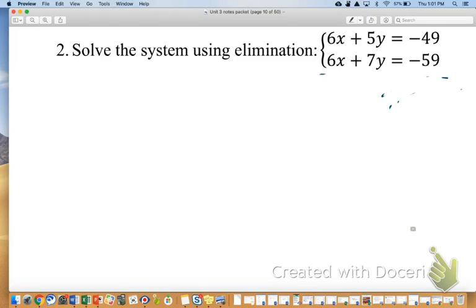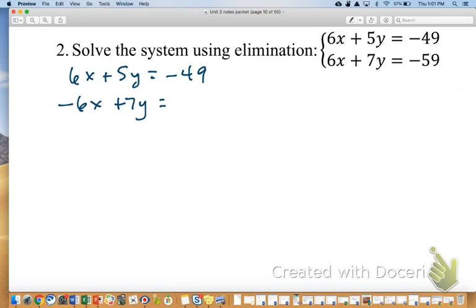So this is not going to work for us. I need to do something a little bit different. What could I do with my x's to create that pattern of opposites? Change one of them to negative. If I could make one of them negative, that would be great, right? But I can't just do this. I can't come over here and say, all right, 6x plus 5y equals negative 49, and negative 6x plus 7y equals negative 59.